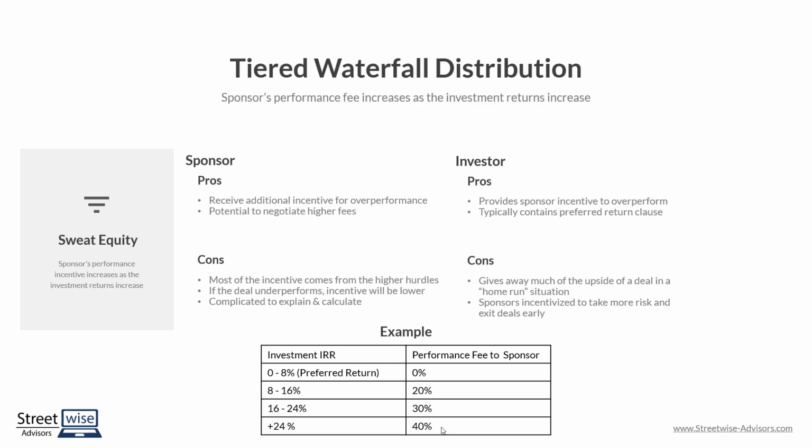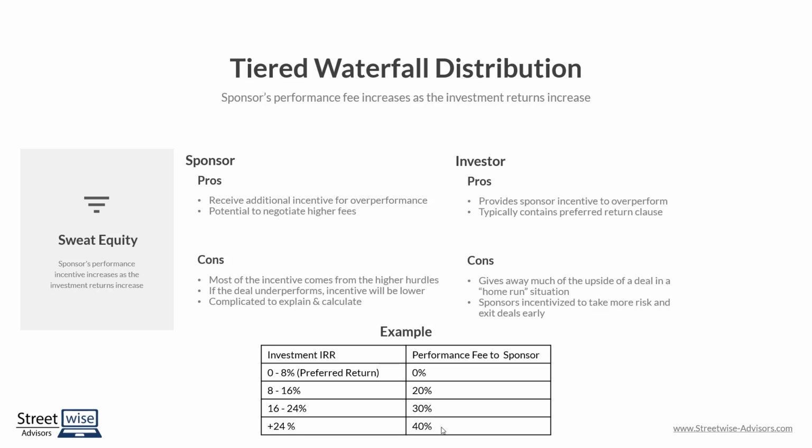From an investor's perspective, again, it's an alignment of interest. It helps the sponsor want to perform well. As a con, however, if there's a home run, you do give away a lot of your upside as performance fees. And you may be giving an incentive to the sponsor to maximize the financial return of the deal and therefore maximize the risk, instead of being more balanced.